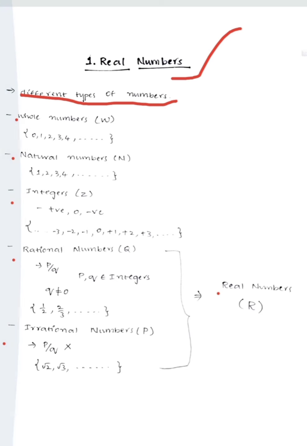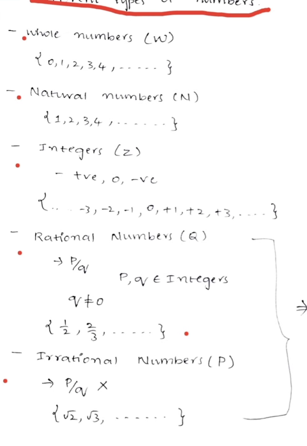Now what are whole numbers? Whole numbers are represented by capital W and whole number starts with 0. The set is represented like this. It starts with 0, so 0, 1, 2, 3, 4, so on, etc.